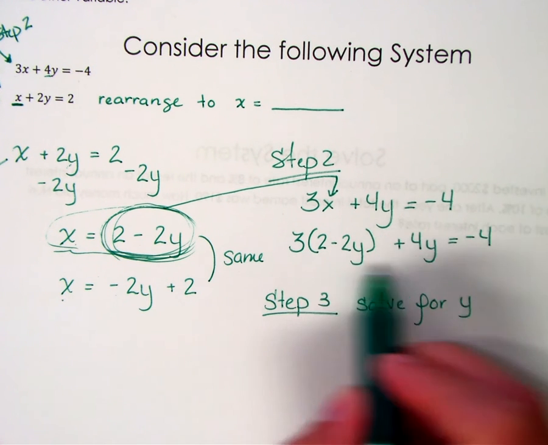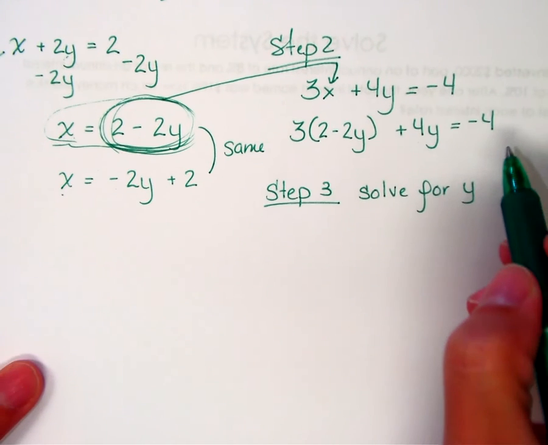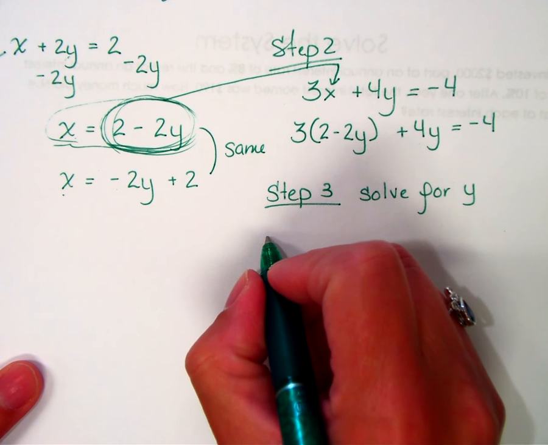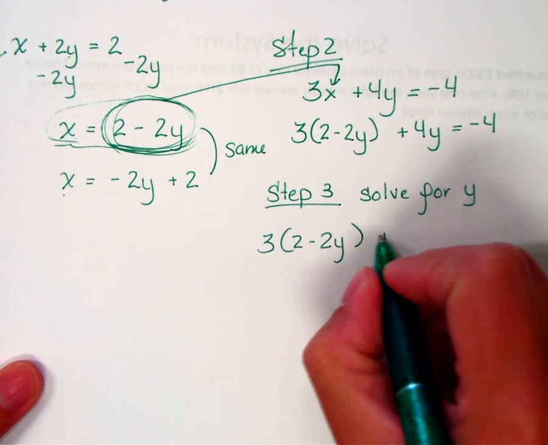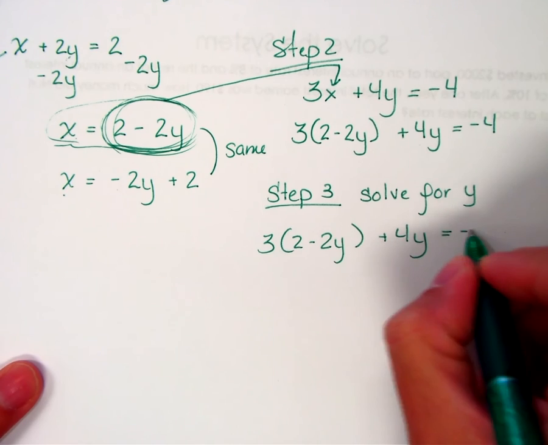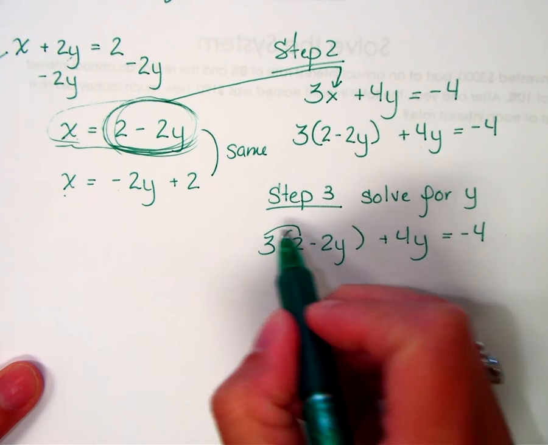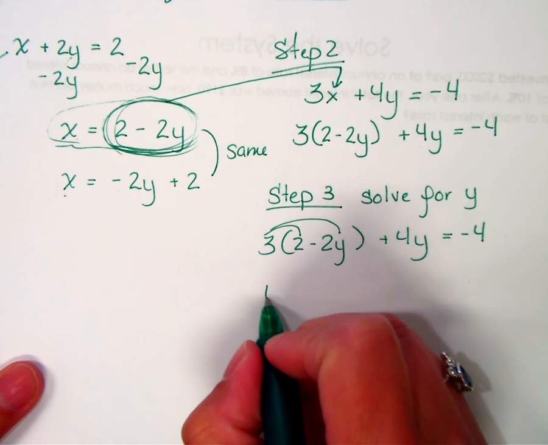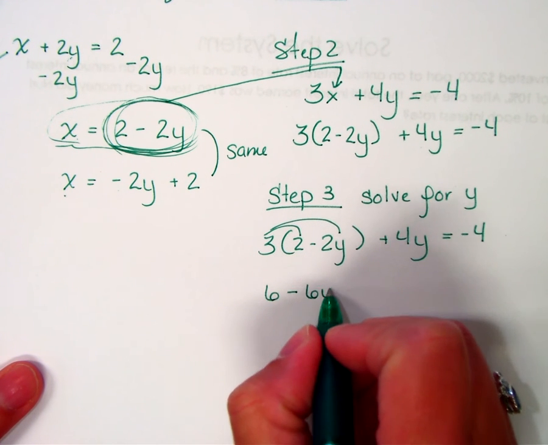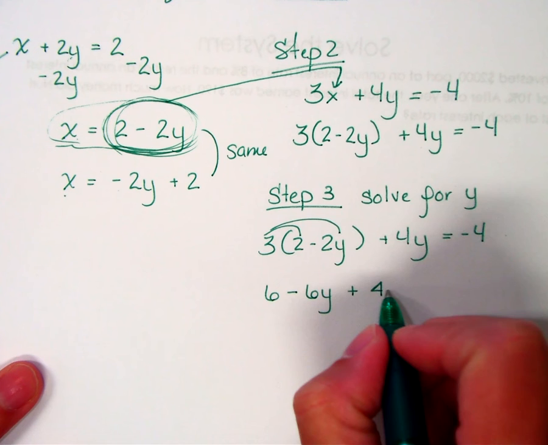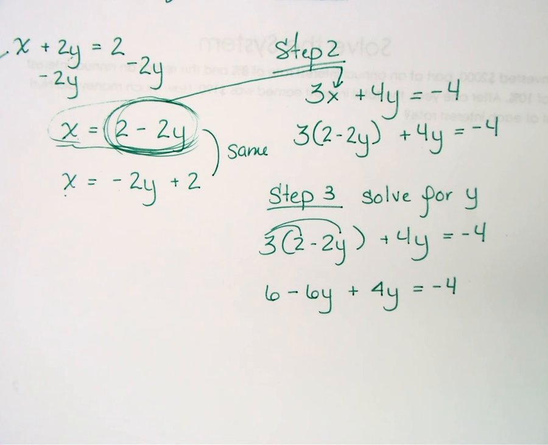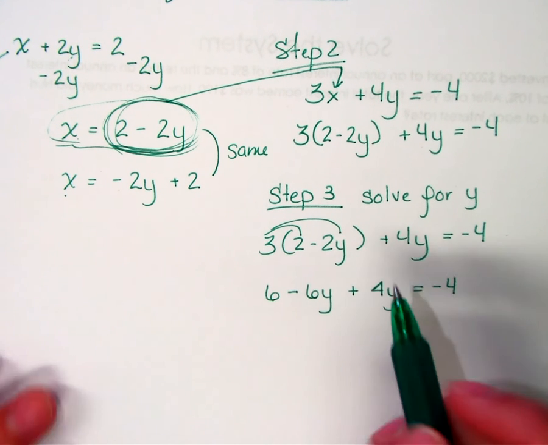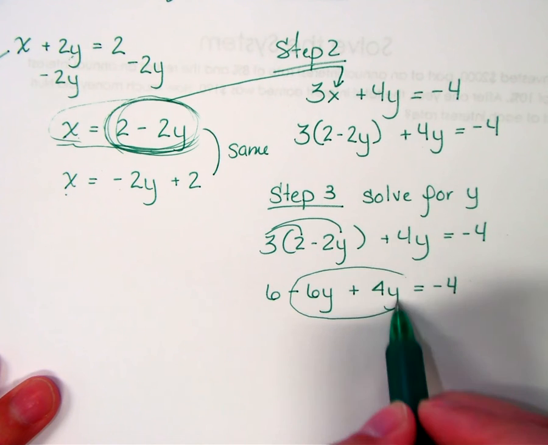So I'm going to take this equation right here and I'm going to solve for y. I'm going to rewrite it just so I don't lose any pieces of it. So I'm going to leapfrog my 3 through there. So I have 6 minus 6y plus 4y equals a negative 4. So I'm going to combine my terms if I can. I'm going to combine these two because they're both y's.